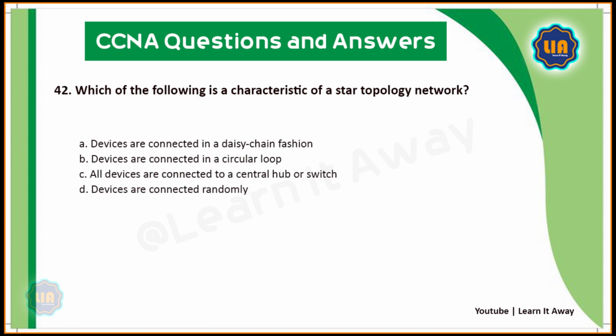42. Which of the following is a characteristic of a star topology network? A. Devices are connected in a daisy chain fashion. B. Devices are connected in a circular loop. C. All devices are connected to a central hub or switch. D. Devices are connected randomly. Answer. C. All devices are connected to a central hub or switch.